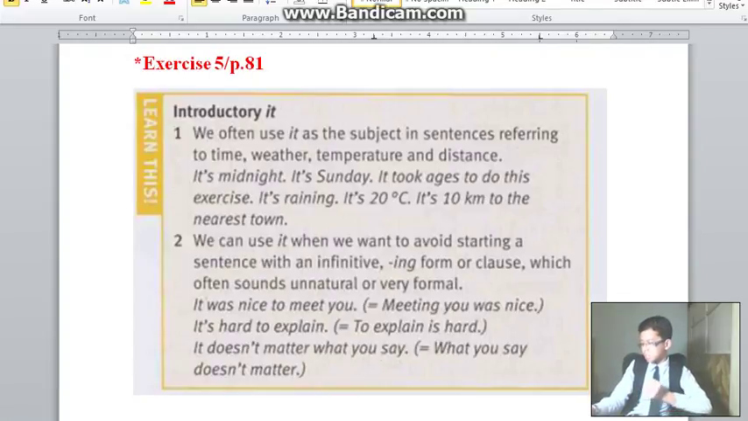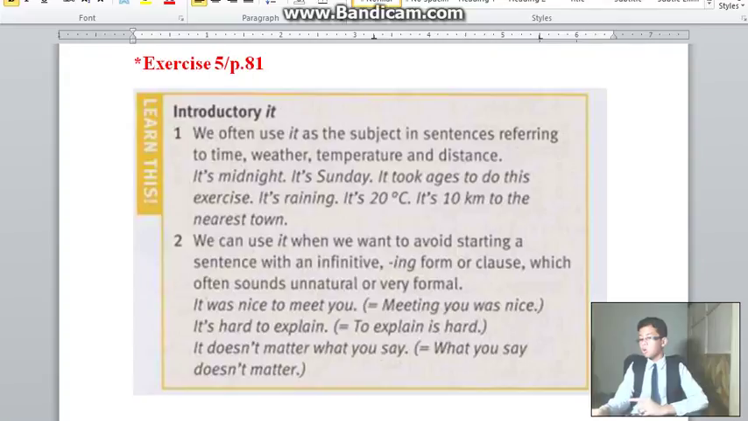It is great, you know. It sounds English, alright? You get it? Alright. So meeting you was nice. We don't use that all the time. But maybe in a formal situation. It is hard to explain, or to explain is hard. It doesn't matter what you say, or what you say doesn't matter. So maybe it sounds very unnatural.